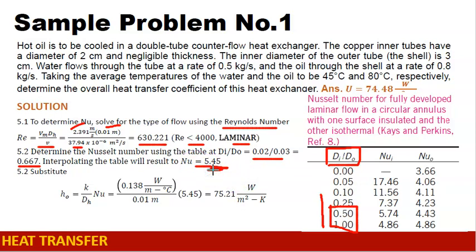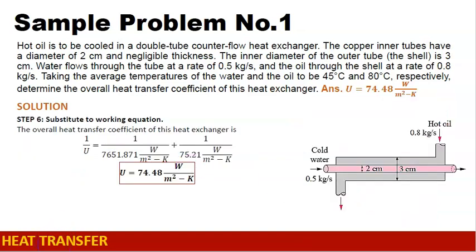So substituting to our working equation for ho, we have 75.21 watt per meter squared Kelvin. And finally, we can substitute all the values, the unknowns that we already have, to solve for the overall heat transfer coefficient. So that is 74.48 watts per meter squared Kelvin.